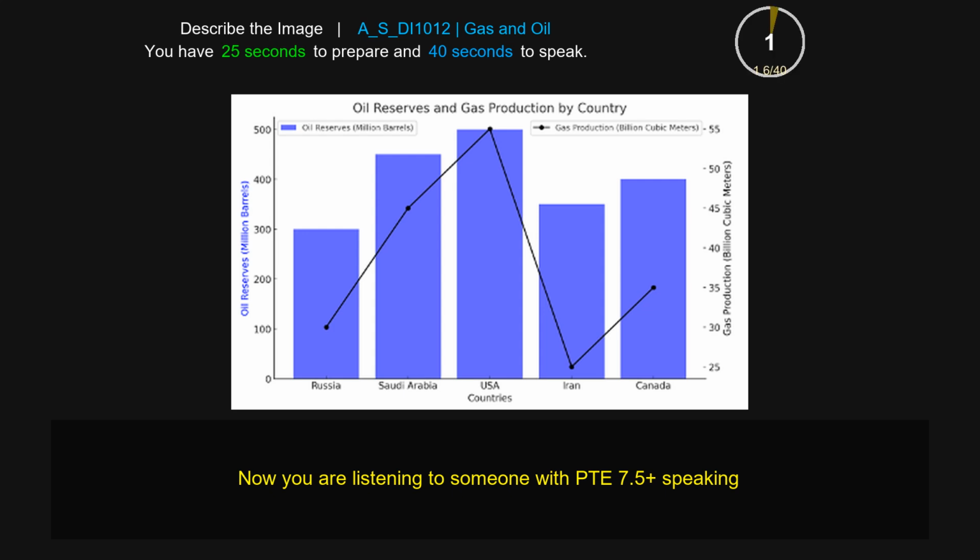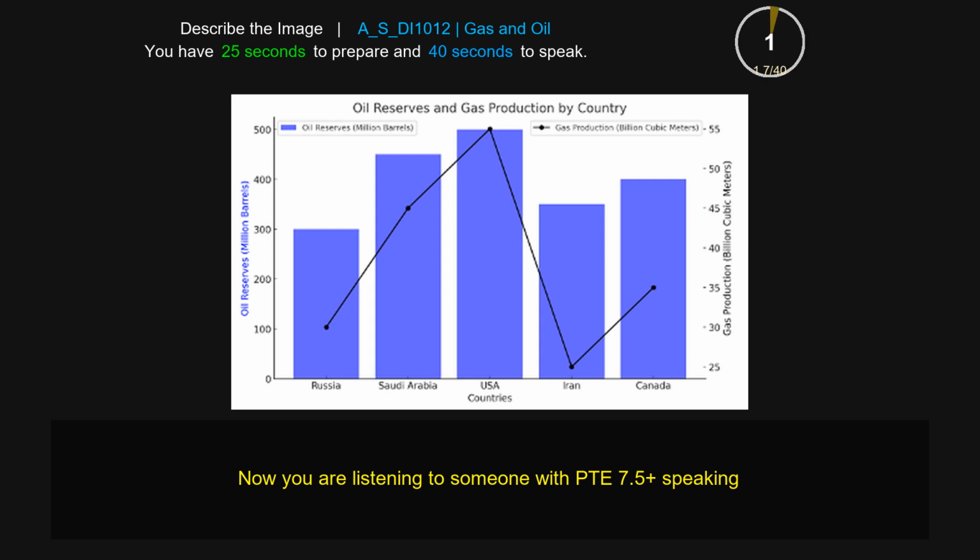The picture shows an overview of oil reserves and gas production by country, measured in million barrels. According to the line chart, we can see that there is a fluctuation and a decreasing tendency from Russia to Canada. And according to the bar chart, the largest portion belongs to USA, which is 500 billion, and in contrast, the smallest portion belongs to Russia, which is 300 million. In conclusion, it can be said that there is a significant gap between these countries.